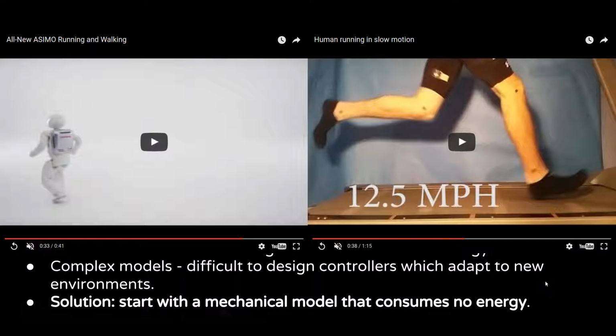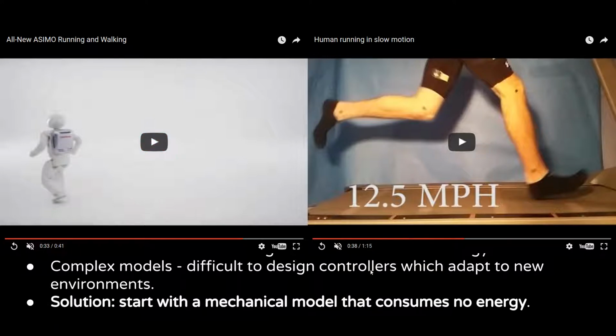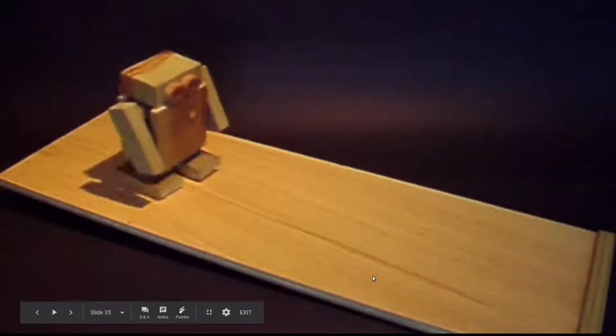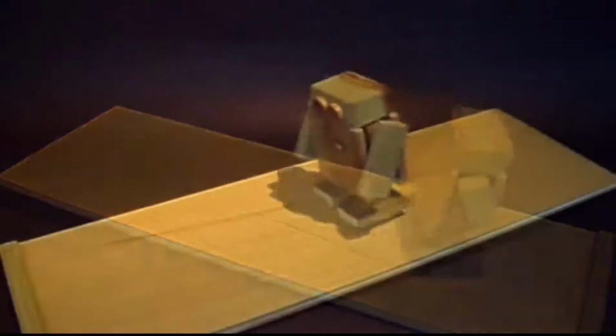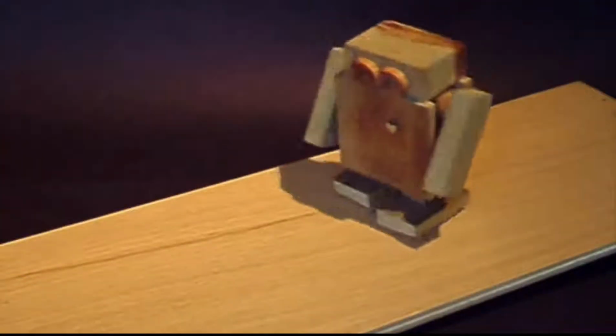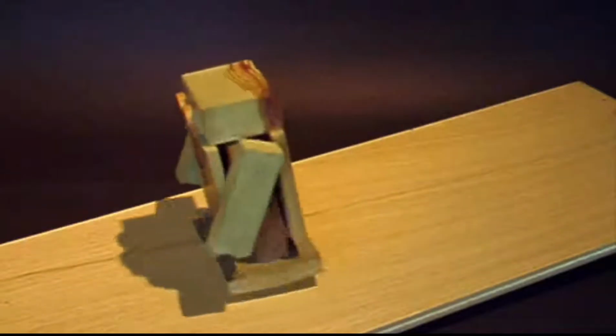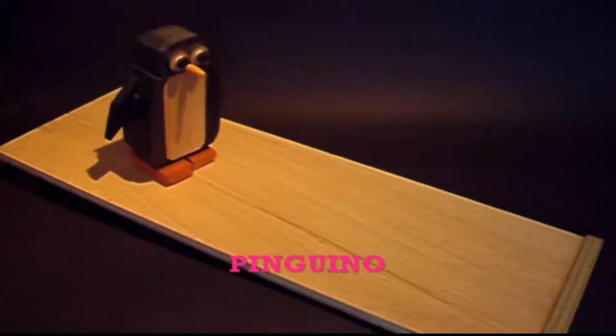So it is actually very difficult to design these models, and it's difficult to design controllers which will be able to adapt to these new environments. So a design principle is to perhaps start with a mechanical model that actually consumes zero energy. So, and here's one. So this is a classic toy robot which is walking down a slope. So it's being propelled forward by essentially potential energy because of the gravity. The robot itself has no actuators in it. It's just being propelled forward by gravity and the potential energy of it standing on the slope.